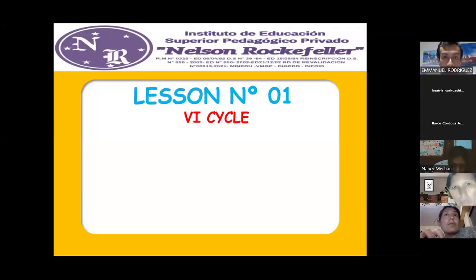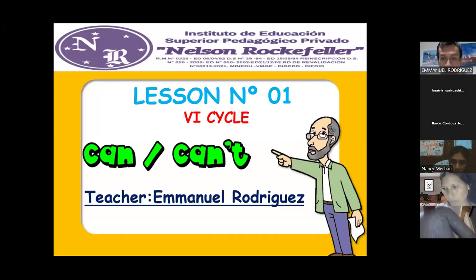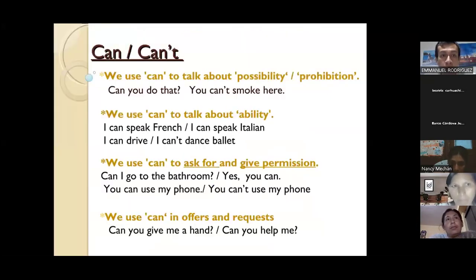You are going to watch this slide, and the topic of today is modal verbs, can and can't. We use can to talk about possibility or prohibition. For example, can you do that? You can't smoke here.